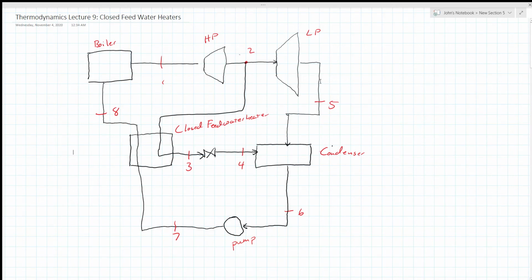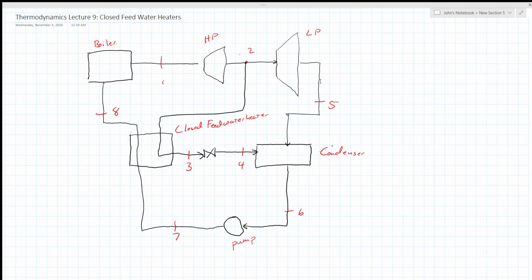Hello everyone. Welcome back to, well, I'm calling it Lecture 9, but it's really Lecture 8, Part 2. And in this one we're going to talk about closed feed water heaters. Closed feed water heaters are another tool engineers use to recycle the heat left over during a fluid cycle.